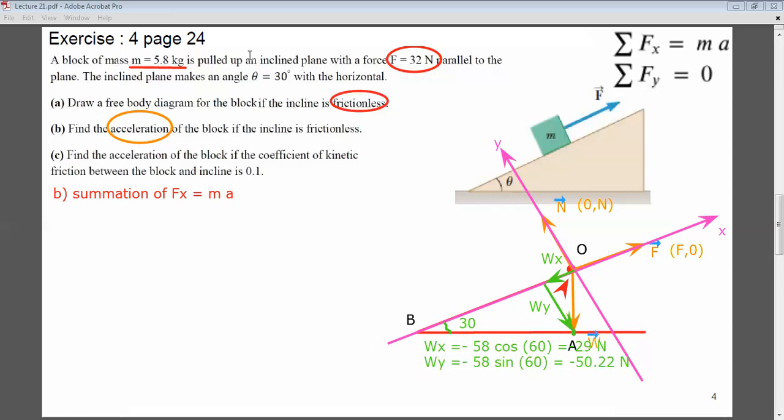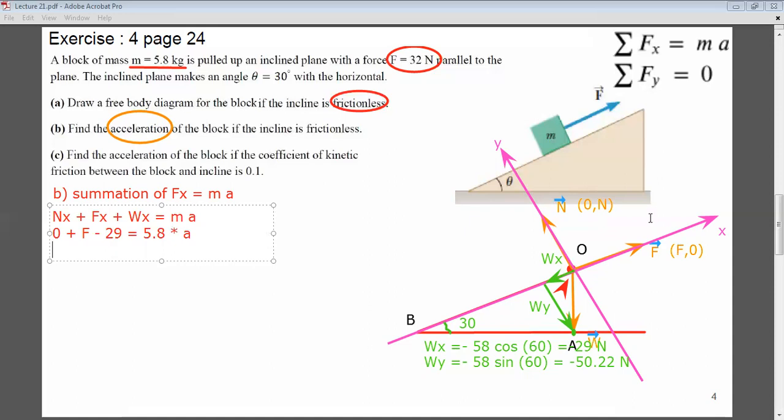Now I come to the summation of Fx equal to ma. What are my forces? I have three forces. So I have Nx plus Fx plus Wx is equal to mass times acceleration, and Nx is 0 because it's along the y-axis. Fx over here is all of F, plus Wx, we have just calculated it, it's minus 29. This is equal to mass 5.8 times acceleration.